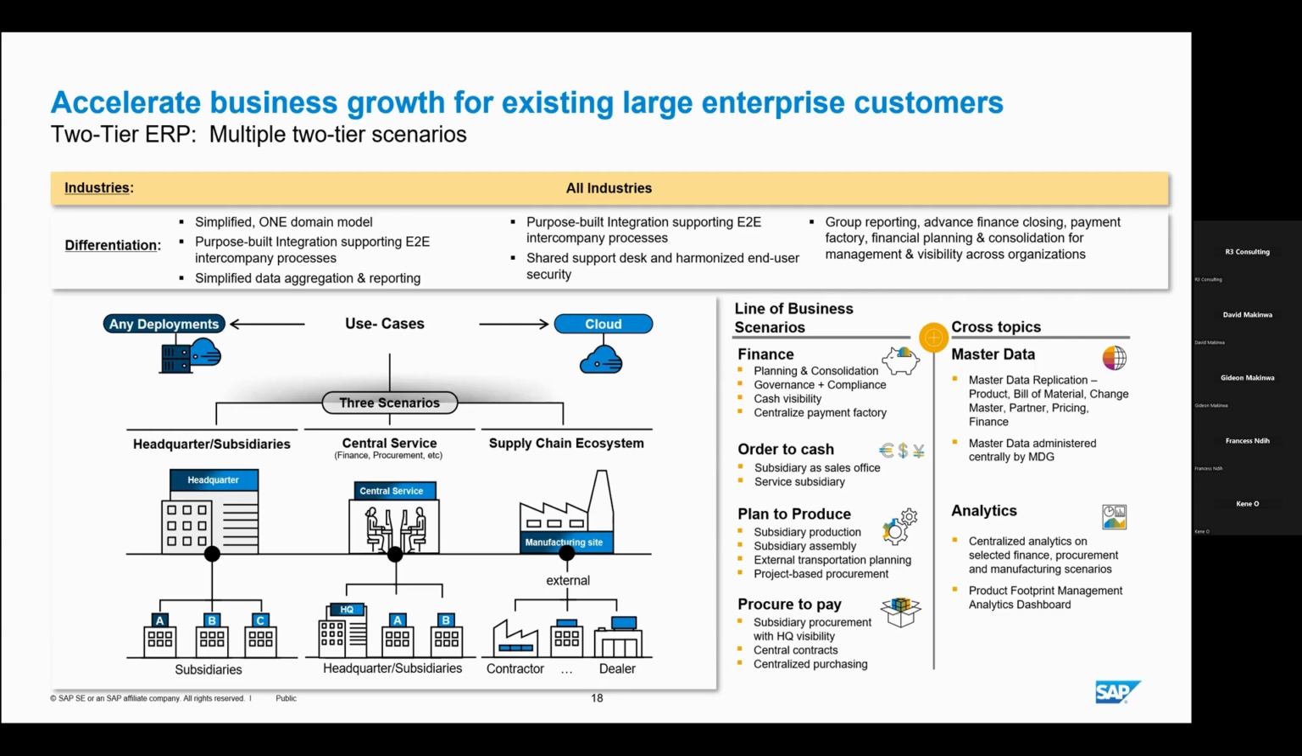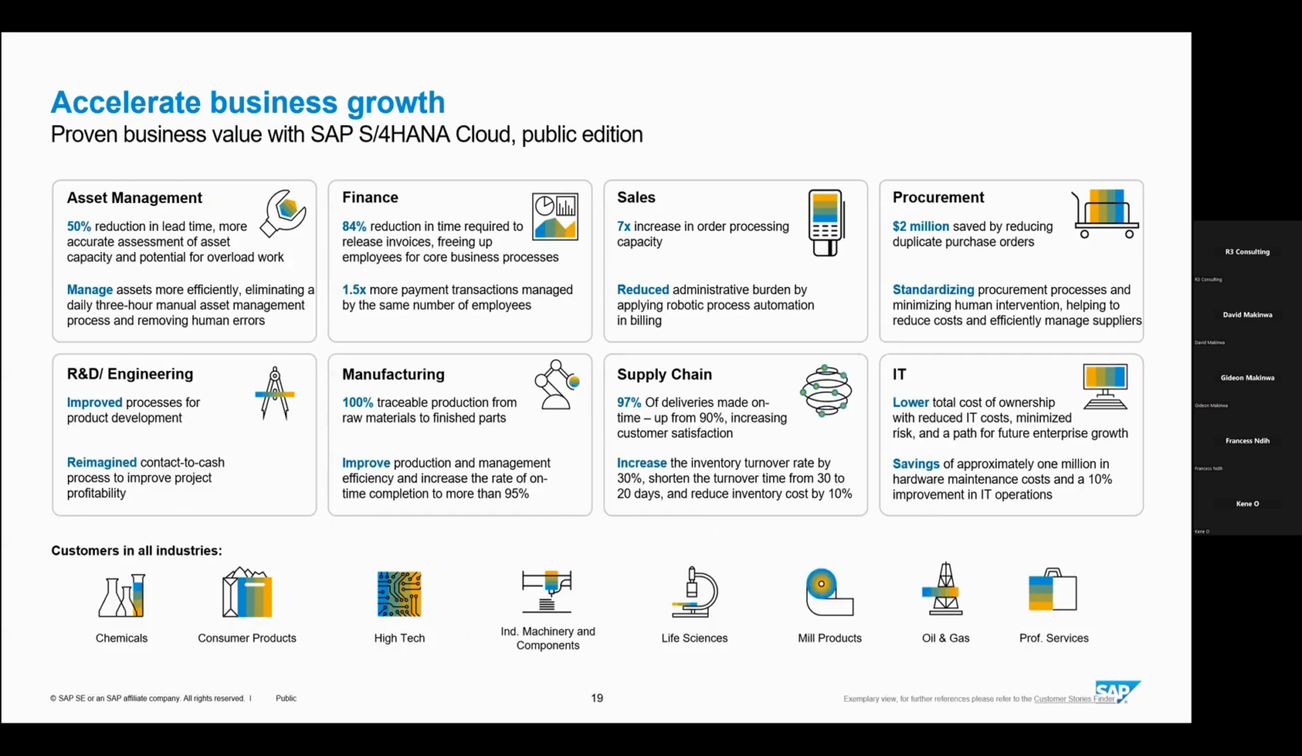So we talk about our figures, results S/4HANA is able to achieve. This is based on research, usually partnered by SAP and other experts. So in terms of assets management, we have a 50% reduction in lead time, more accurate assessment of assets capacity and all that. A 4% reduction in time required to release invoices, freeing up employees for core business.